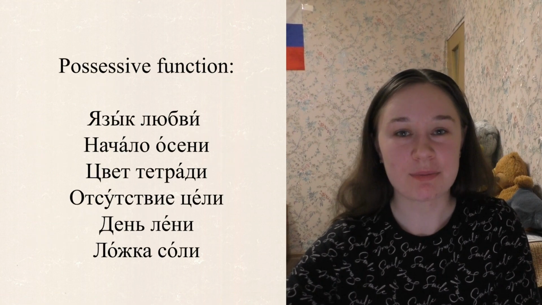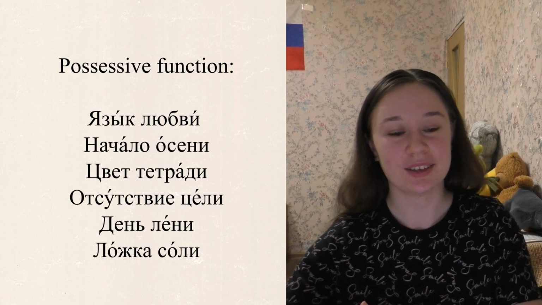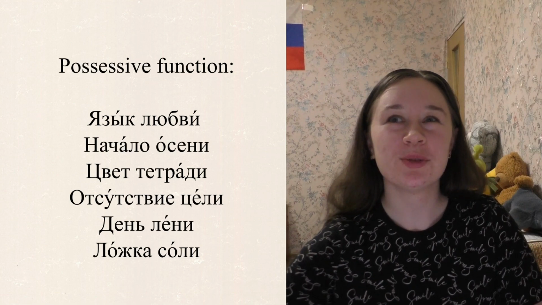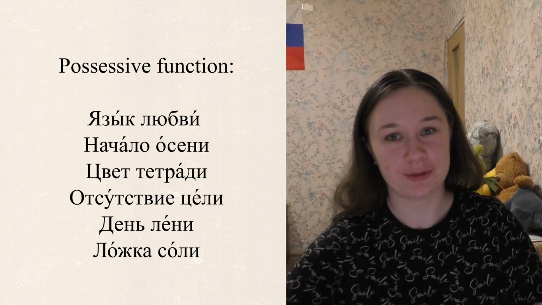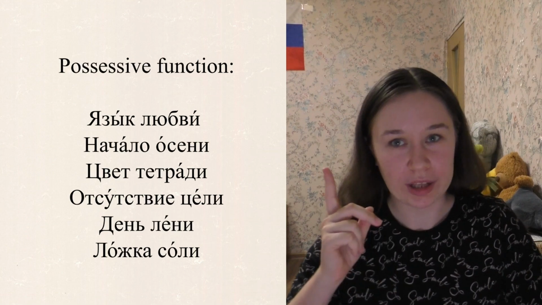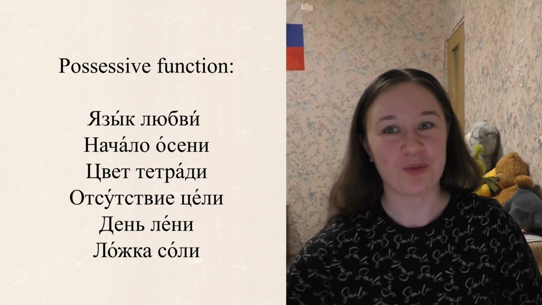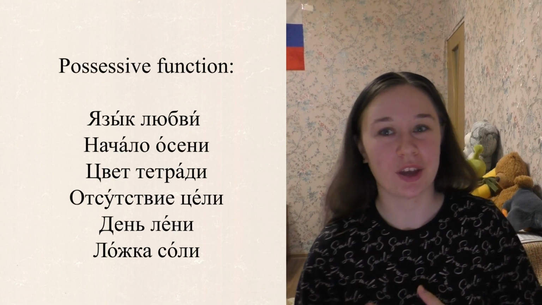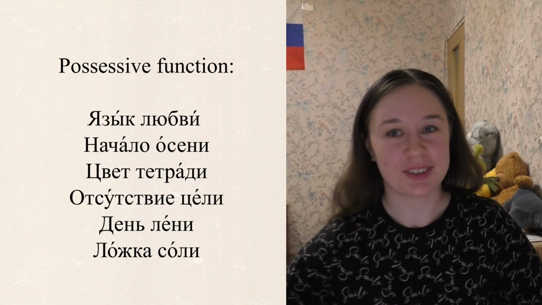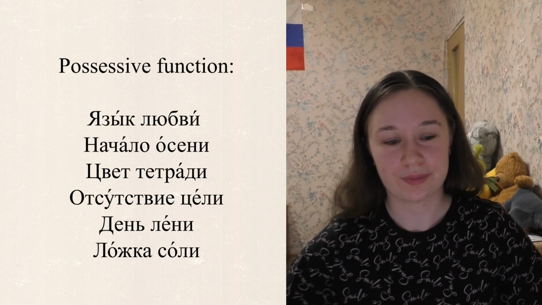And now I made examples for possessive function. Let's see. Язык любви, the language of love. Maybe you know the book 5 Languages of Love. That's about it. Язык любви. One language, okay? Начало осени, the beginning of the autumn. Начало осени. Цвет тетради, the color of the notebook.